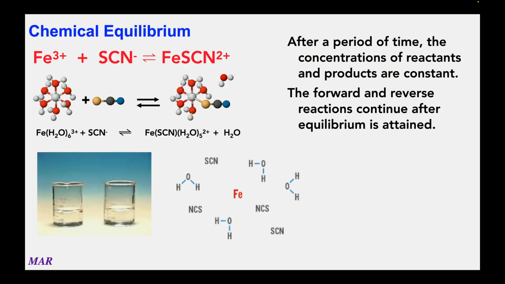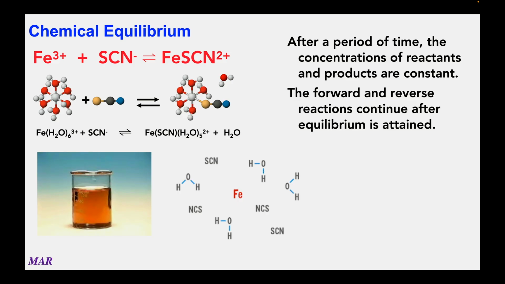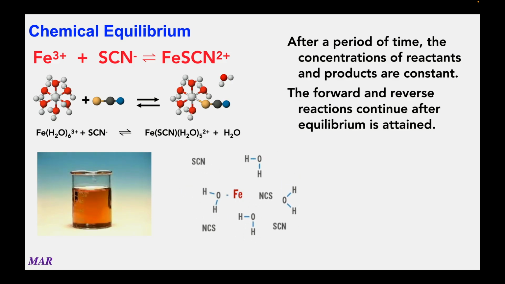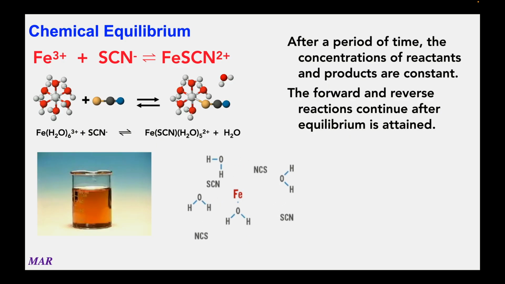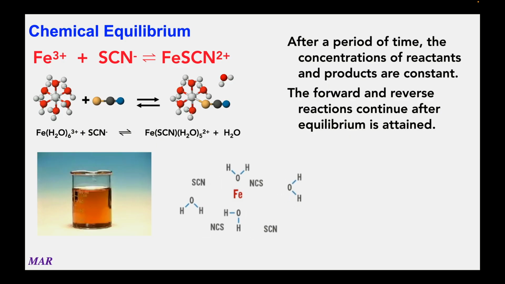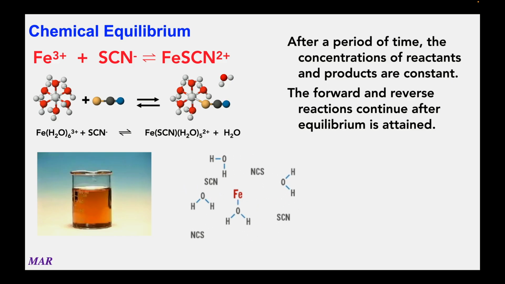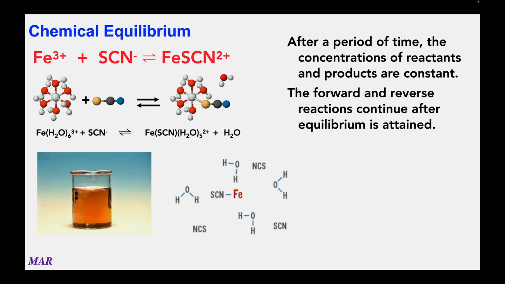When a solution of iron(III) nitrate is added to a solution of sodium thiocyanate, the red-orange iron thiocyanate complex ion is formed. Although the reaction looks complete, substantial amounts of iron ion and thiocyanate ion remain unreacted in solution. When iron(III) ions contact thiocyanate ions in solution, they can react to form a complex ion, iron thiocyanate. As the reaction proceeds, product molecules can react in the reverse direction to separate and reform the original ions. Eventually, the concentrations of products and reactants become constant.